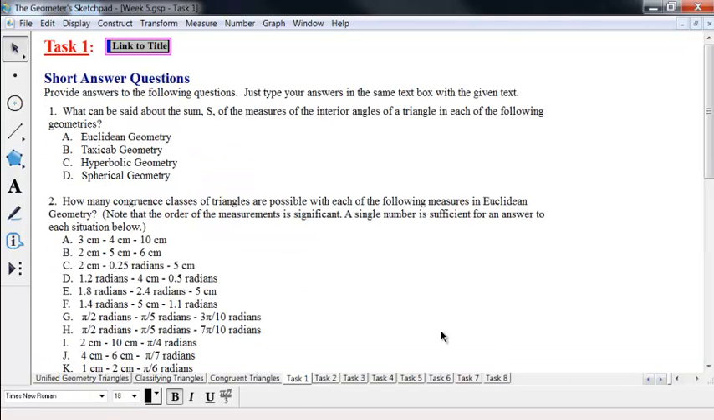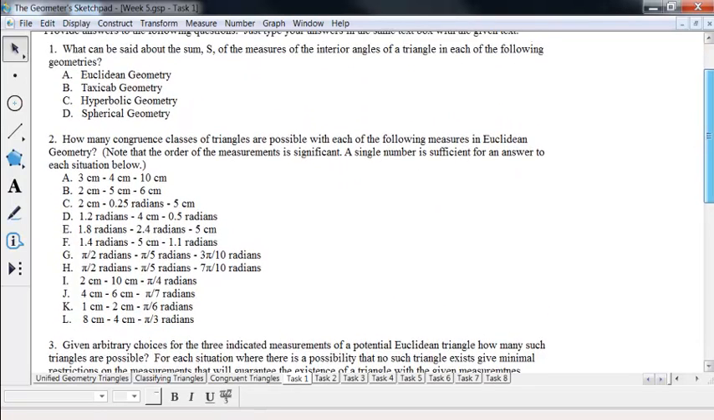Okay? Then we come back to task 1, and task 1, after you've done the others, is kind of a summary. What can you say about the angle sum in each of these 4 geometries? How many congruence classes of triangles are possible? We didn't prove that congruence of triangles is an equivalence relation, but in fact it is, and so these form equivalence classes. All the triangles congruent to itself, and any triangle that it's congruent to, is also in the same congruence class. So it's pretty clear that we get an equivalence relation there. So we have congruence classes.